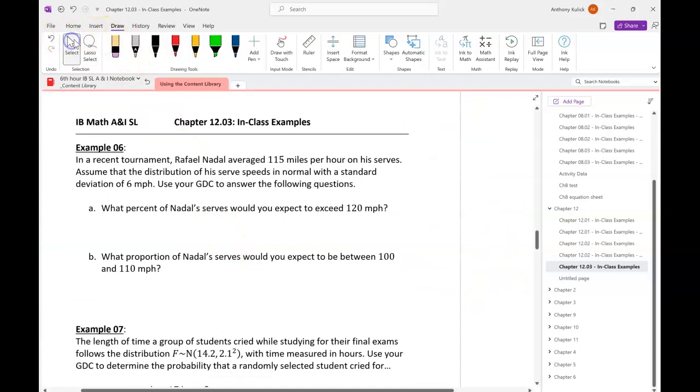All right, let's look at this one, number 6. In a recent tournament, Rafael Nadal averaged 115 miles per hour on his serves. Assume the distribution of his serve speed is normal with a standard deviation of 6 miles per hour. Use your GDC to answer the following questions. What percent of Nadal's serves would you expect to exceed 120 miles per hour? Go.